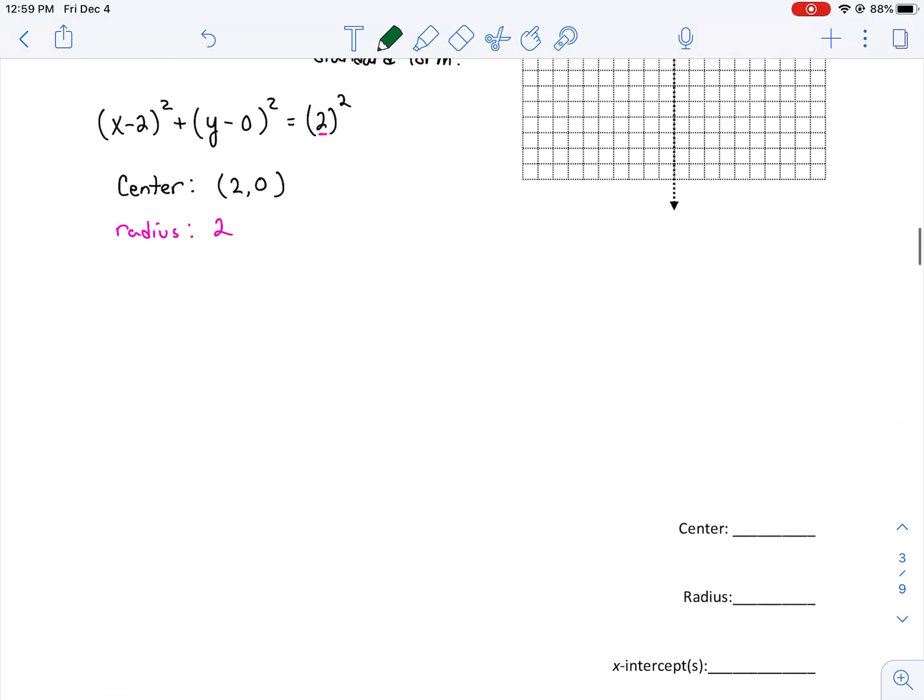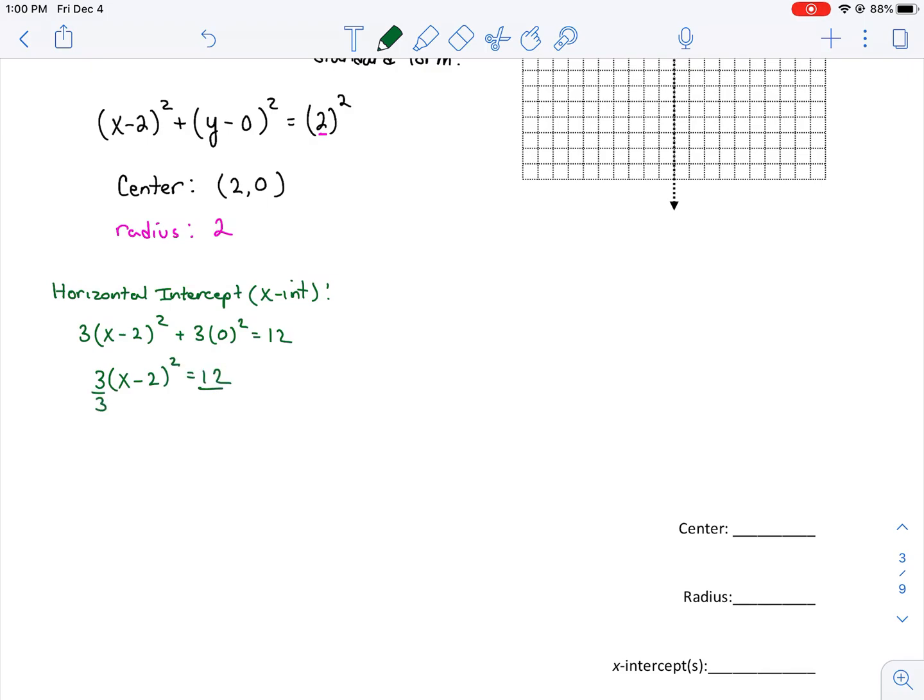Starting with the horizontal intercept, or the x-intercept. What I'm going to do is I'm going to substitute 0 in for y, and then I'm going to solve for x. So 3 times 0 squared is 0, so we don't have to write that term there. Then I'm going to divide both sides by 3. So we have the quantity x minus 2 all squared is equal to 4.